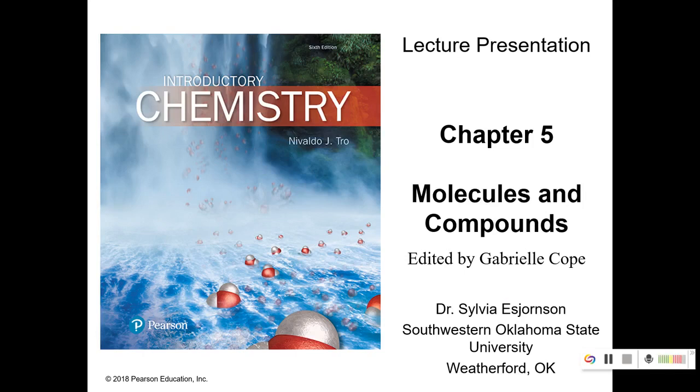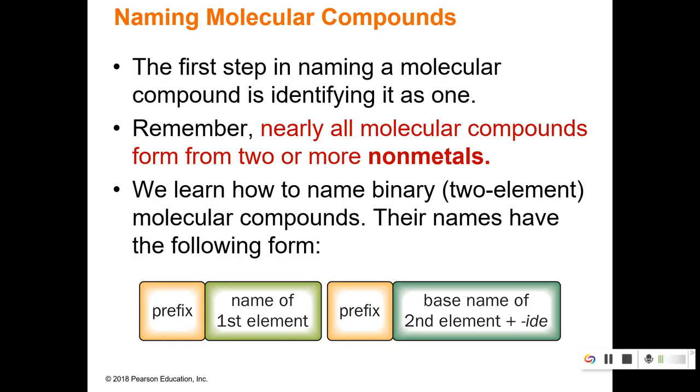All right, hello everyone. In this video for chapter 5, we're going to learn how to name molecular compounds and then how to write their formulas. As far as molecular compounds go, remember that's 2 or more nonmetals. And these ones have prefixes. So, all the ionic compounds had no prefixes. We're still naming the first element, naming the second with the ending IDE, but we're adding these prefixes in.